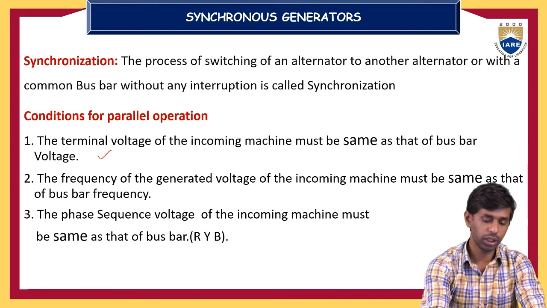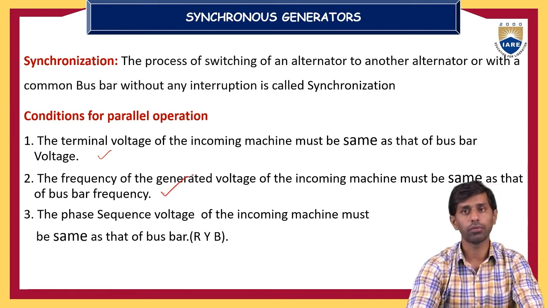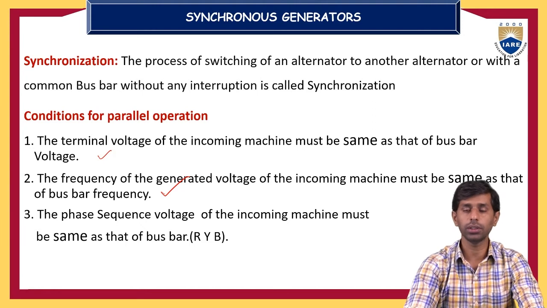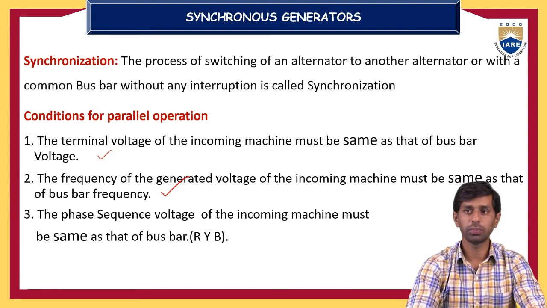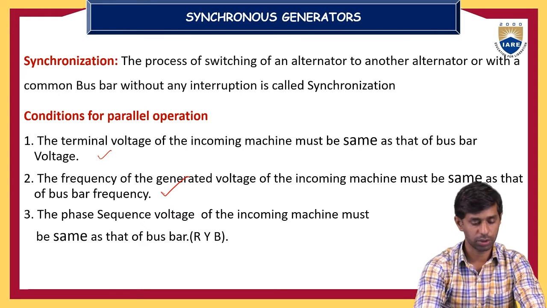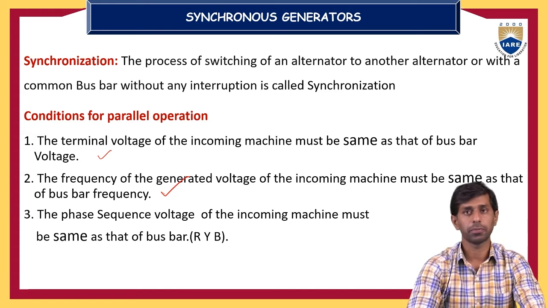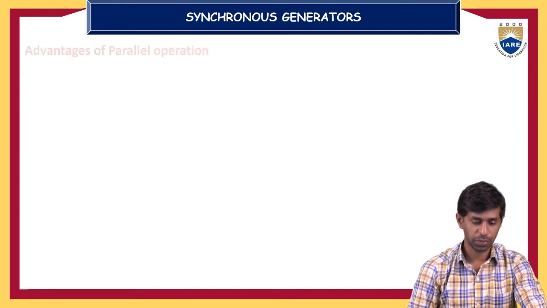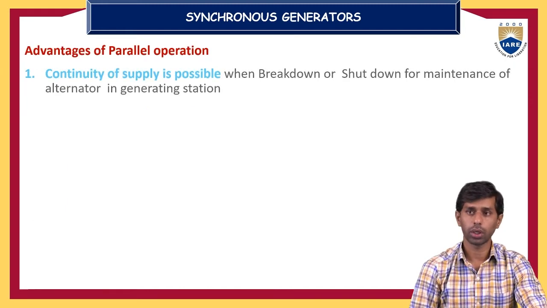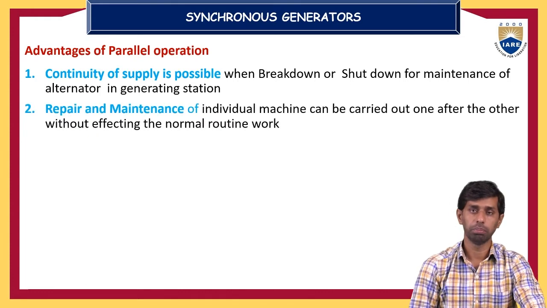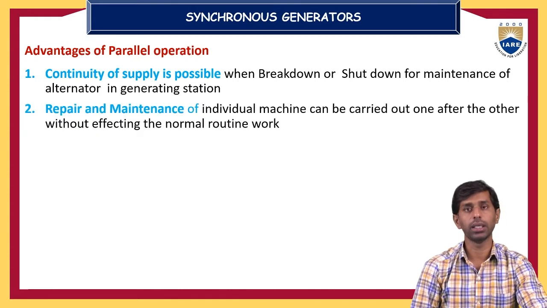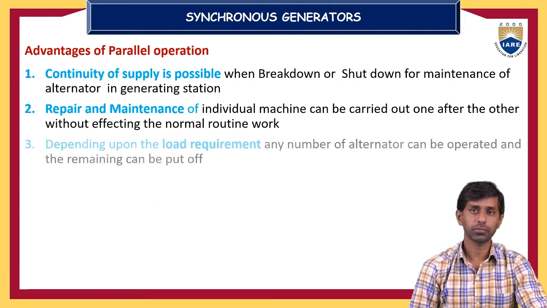Next, the frequency of the generated voltage of the incoming machine must be the same as the busbar frequency. And third, the phase sequence of the incoming machine must be the same as your busbar. These are the three conditions which must be satisfied by any alternator that is going to be connected in parallel with the busbar system or with any alternator already running in the system.